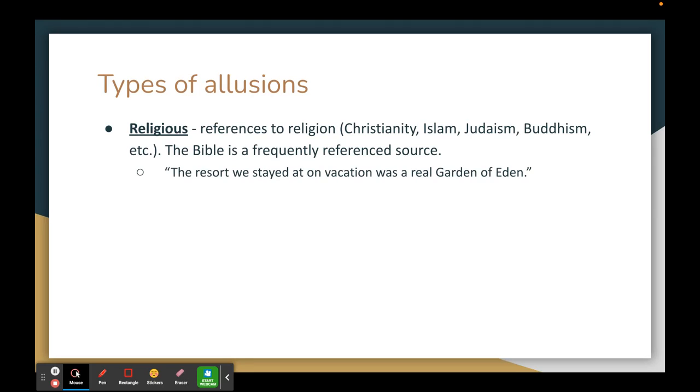This example alludes to the Garden of Eden, which is featured in the book of Genesis. And the Garden of Eden is a paradise. So the illusion here means that the resort was a paradise.